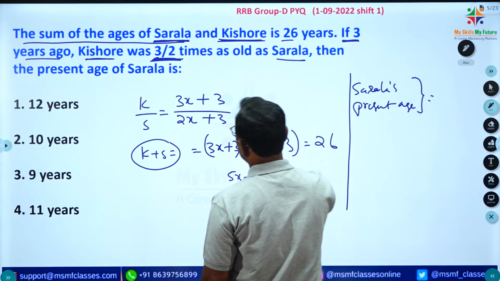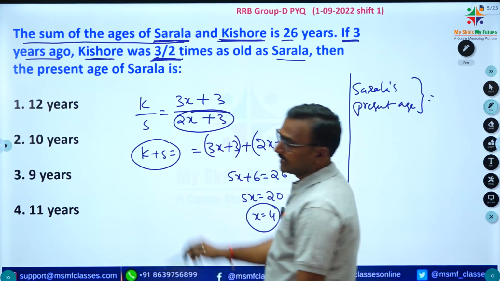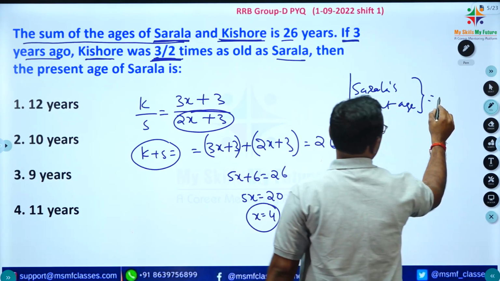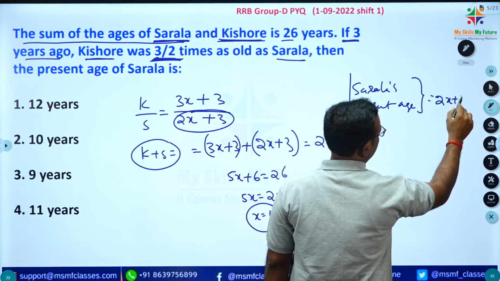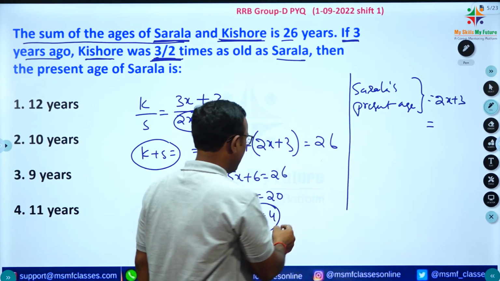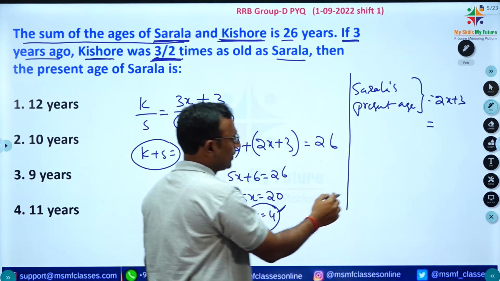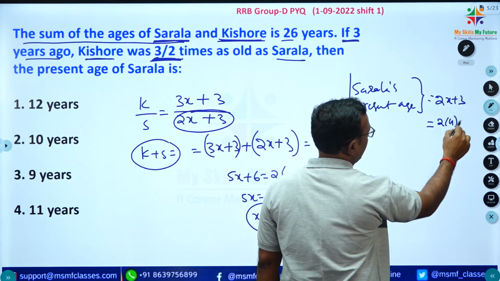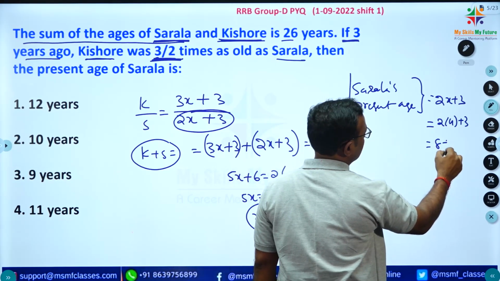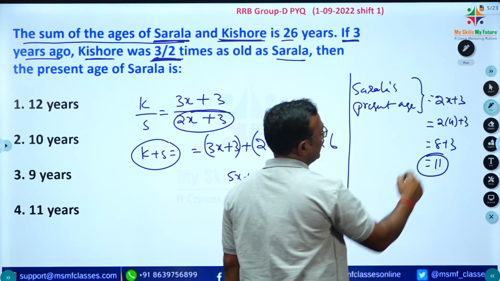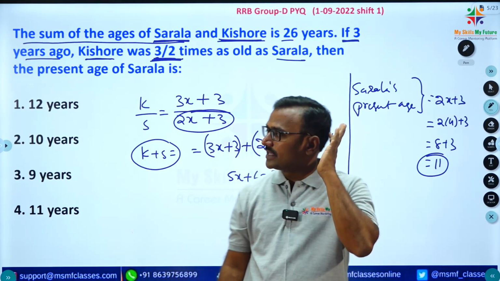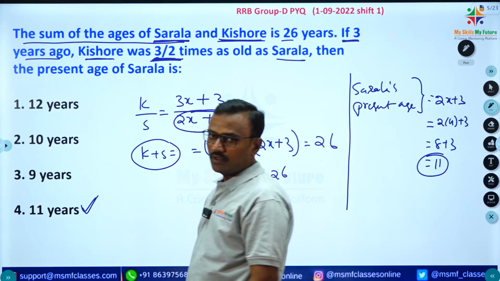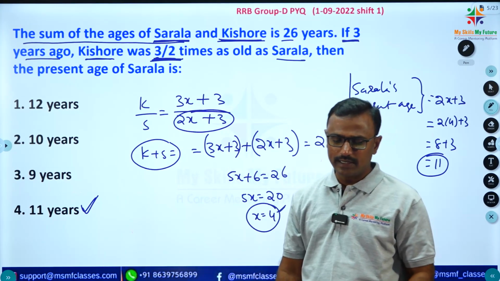So, Sarala's present age is 2x plus 3. So, 2x plus 3 where x is equal to 4. 2 fours in plus 3. So, 8 plus 3, nothing but 11, is Sarala's present age. Option 4 is correct.